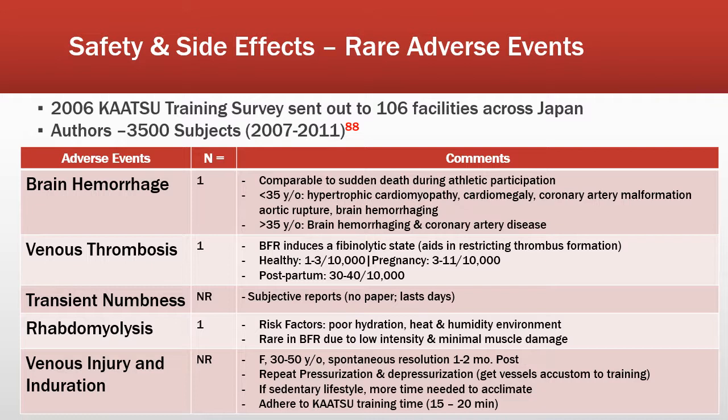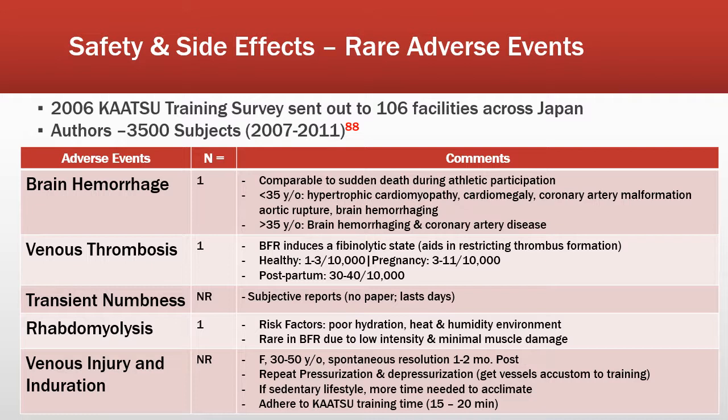Okay, so venous thrombosis. BFR actually induces a fibrinolytic state, which aids in the restriction of thrombus formation, meaning that it's actually somewhat beneficial, despite the venous pooling that occurs within the limb. And then transient numbness. Again, the number reported was not specified. Rhabdomyolysis did occur in one individual. This is unfortunate.